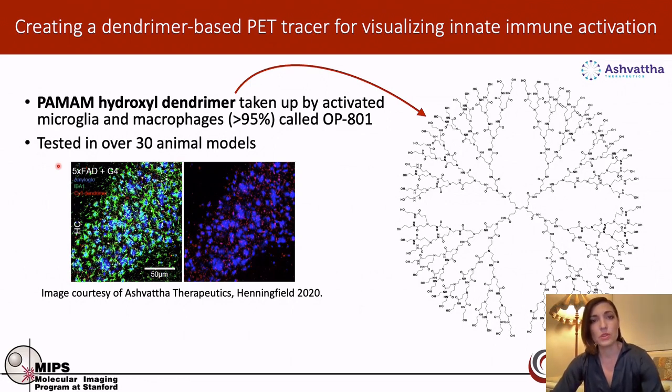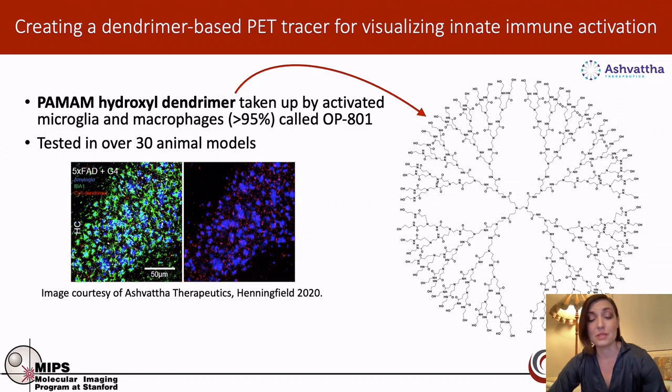And what we can see is that the dendrimer is shown here in red, and IBA1 is highlighted in green. So you can see the overlay of the red dendrimer and IBA1 highlighting all of the activated myeloid lineage cells, and amyloid is in blue. Time and again, what has been shown with this particular dendrimer is that it is taken up specifically just into the myeloid cells that are activated and angry.